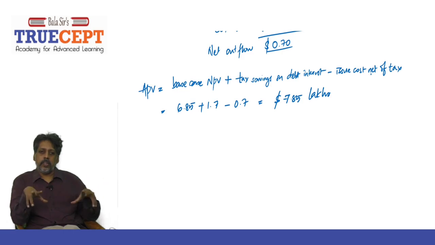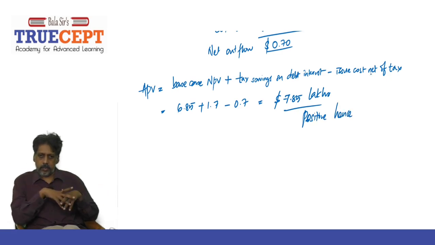7.85 lakh is your adjusted present value, which is positive, right? So you can green light the project. You can go ahead with the project. Please invest. Got it?